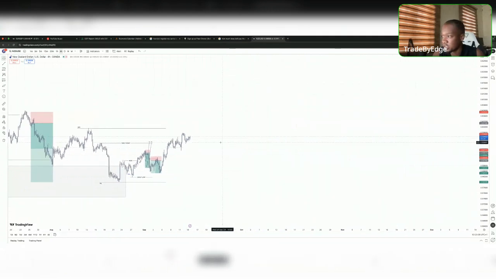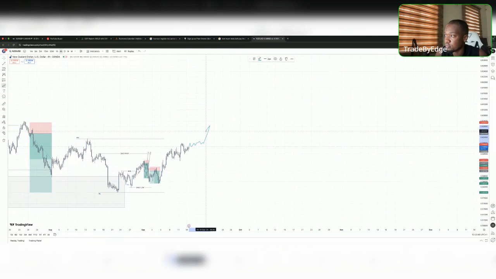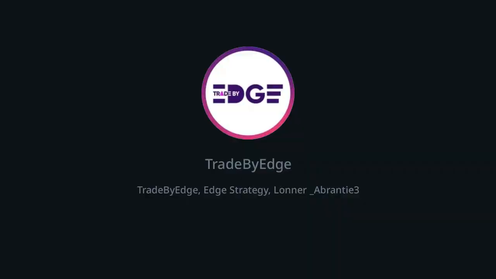NZDUSD, since we have gotten to this point, I'm expecting to see us continue buying. We might just consolidate a little bit, then boom. We might just keep consolidating, or even keep seeing price stall a little bit. But overall I am still seeing more bullishness on this guy.